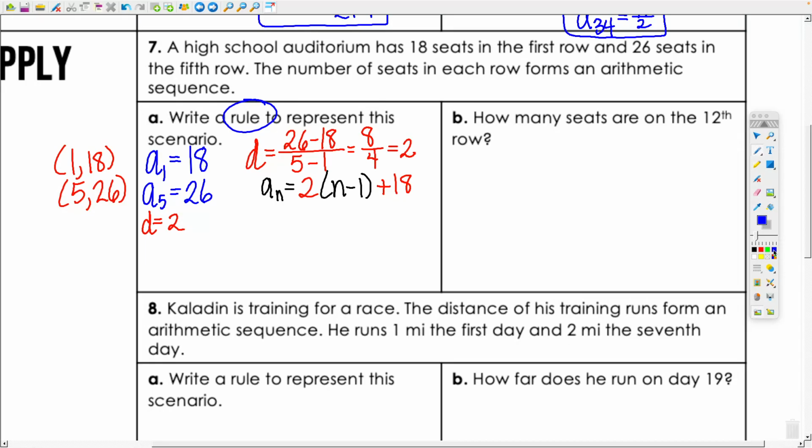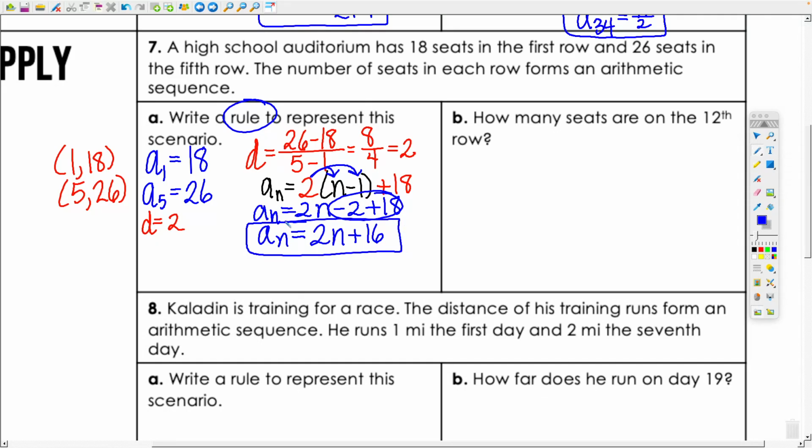All right, this is like muscle memory at this point now. We're doing the same thing over and over again. Distribute here, distribute here. I have 2n minus 2 plus 18. Clean up your mess. Like terms go together. So I have now a sub n equals 2n plus 16. You have just written your rule. Ta-da! Told you word problems were easy.